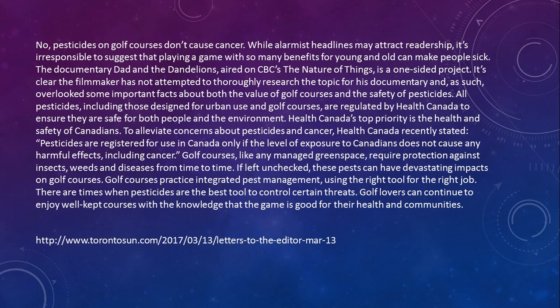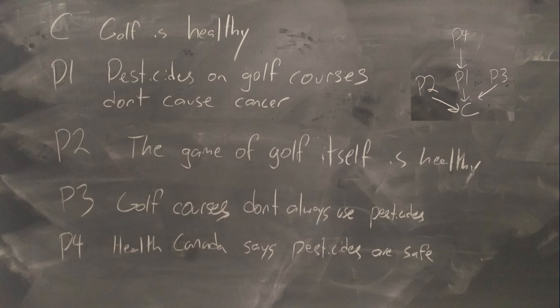So I take it that we've got the conclusion and we've clearly got P1 leading directly to the conclusion. Pesticides in golf courses don't cause cancer, therefore golf is healthy. I think that's okay. You could add missing premises to make the relationship a little tighter, but maybe you don't need to. So what was offered as reasons for P1?